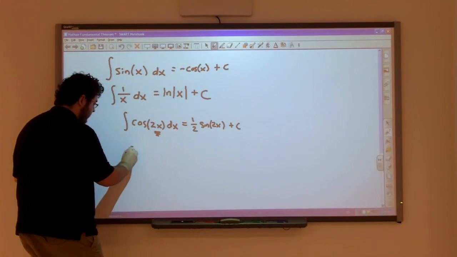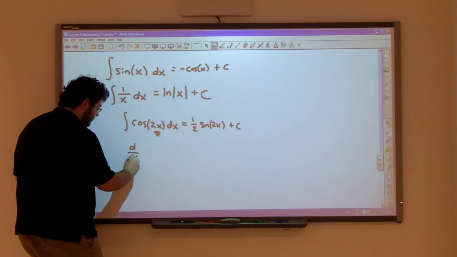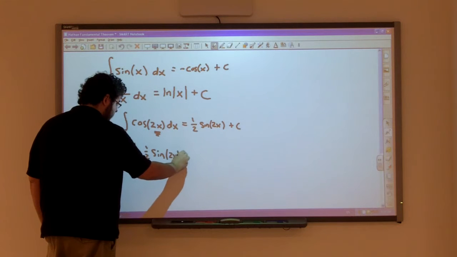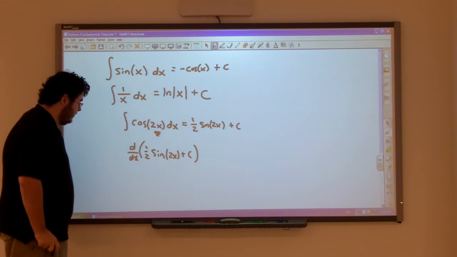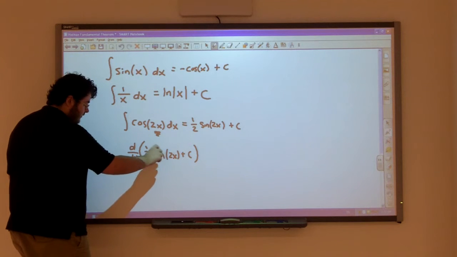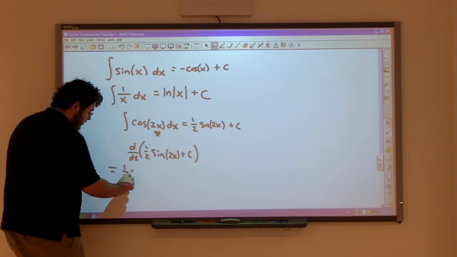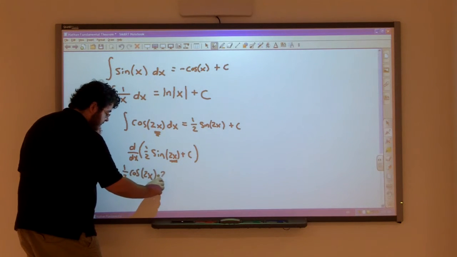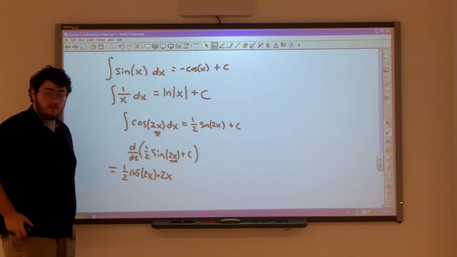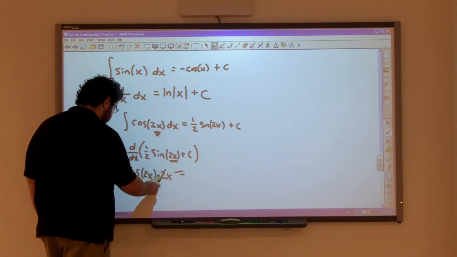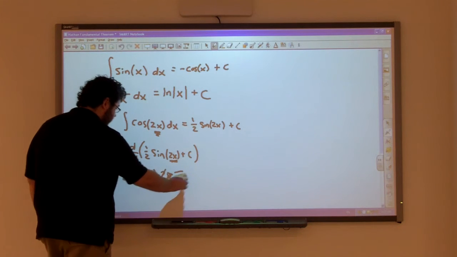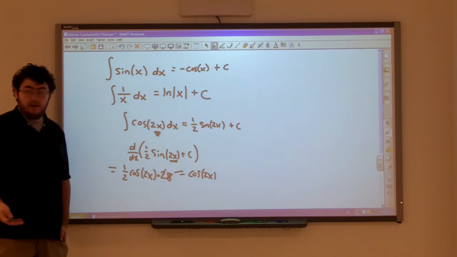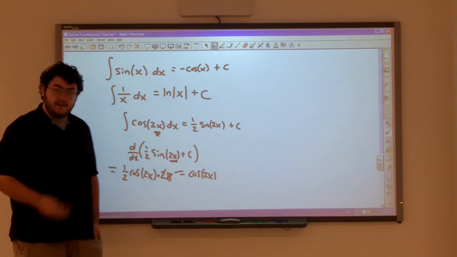But let's see why that works. Let's take the derivative of this side to make sure we get the right answer. So we take the derivative of this, and we get 1/2 cosine, leaving the inside alone, and then you have to multiply by the derivative of the inside. And then the derivative of the constant is, of course, 0. So we see that the 2's cancel, and we get cosine of 2x, just like we wanted. Okay, so that is how you take an antiderivative.